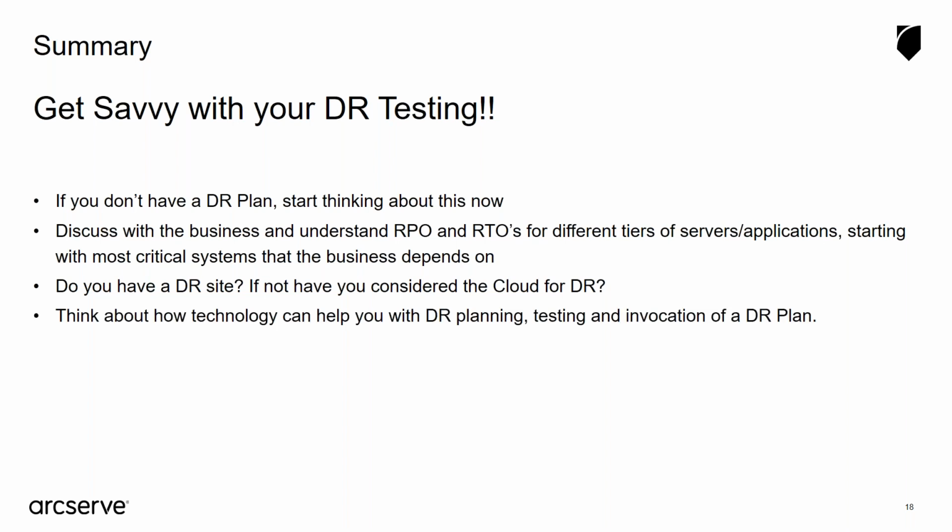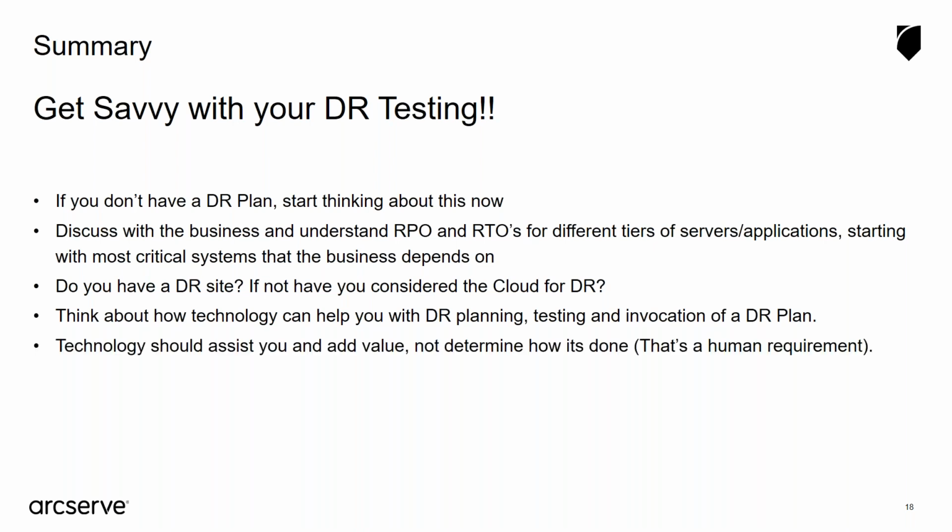Think about how technology can help with the DR planning, testing, and invocation of a DR plan. And if you do have data protection or backup solutions that can't provide that technology right now, that's another important conversation to have with your management team. Should we be looking at something that can provide automated DR testing? Technology should assist you and add value. It shouldn't determine how your DR plan is invoked and what your SLAs are. That is a human requirement. So the technology should be configurable to meet the business requirements, so your human ideas can be put into an automated way to benefit the business as a whole.